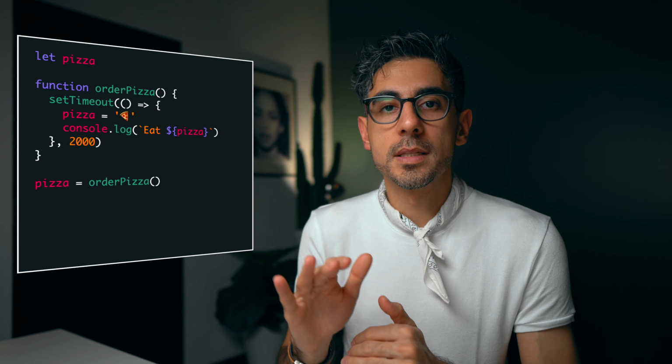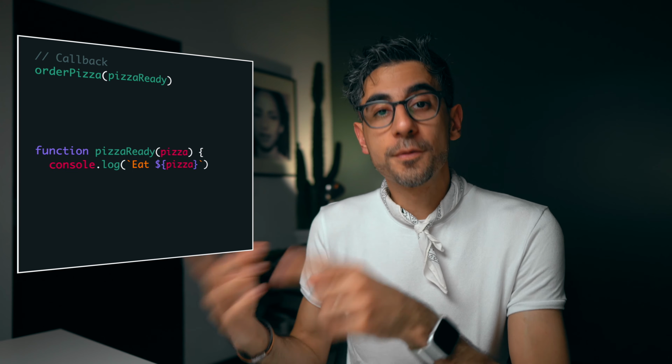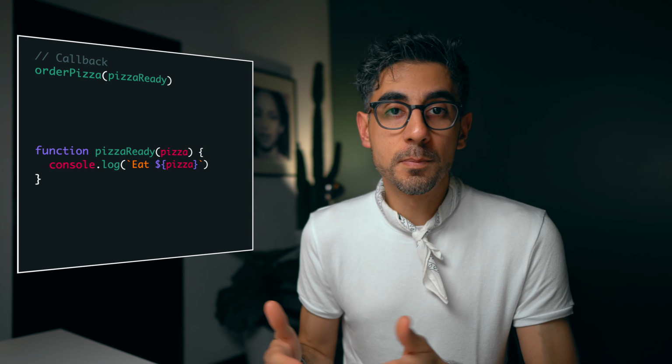But the idea here is that we don't want this function to do two different things. We want it to just do one thing. But because of the asynchronous nature of the order pizza logic, we had to move some of that, the assignment of the value of pizza to pizza, into that function. That's not good. One way to do this is using callbacks. We can say, hey, order pizza, do your thing, and let us know when you are done by calling this function that we're gonna give you. And we're gonna call this pizza ready.